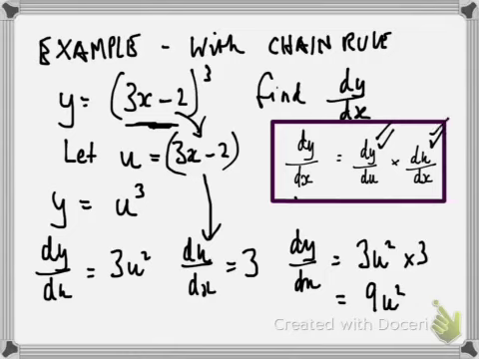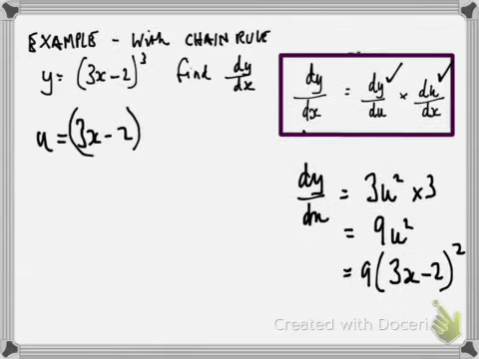dy/du is the derivative of y equals u cubed, which is 3u squared. du/dx is the derivative of that bracket, the one you substituted. That's 3. The rule says then that you multiply them together. Then, once we've done that, we get 9u squared and we substitute back in. Let's look at another example.